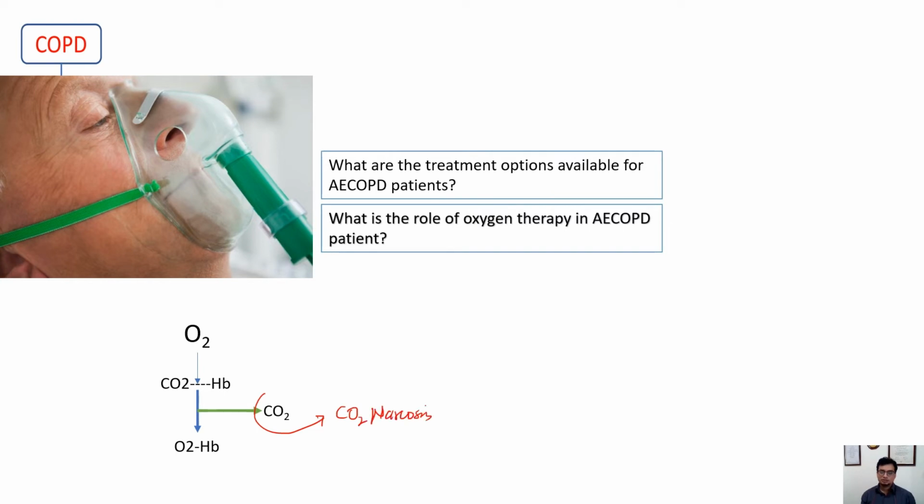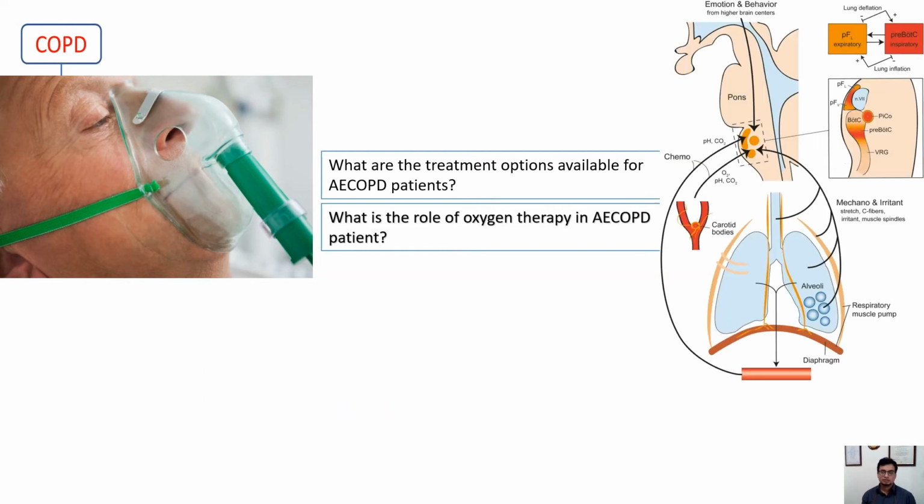Another theory is that CO2 can cause neural depression, the drive. So what happens? Respiratory drive also decreases, but this is a theoretical fact only. Nothing is proved. The neural drive is decreased, normalization of pH. So CO2 is basically a drive to breathe in COPD patients.